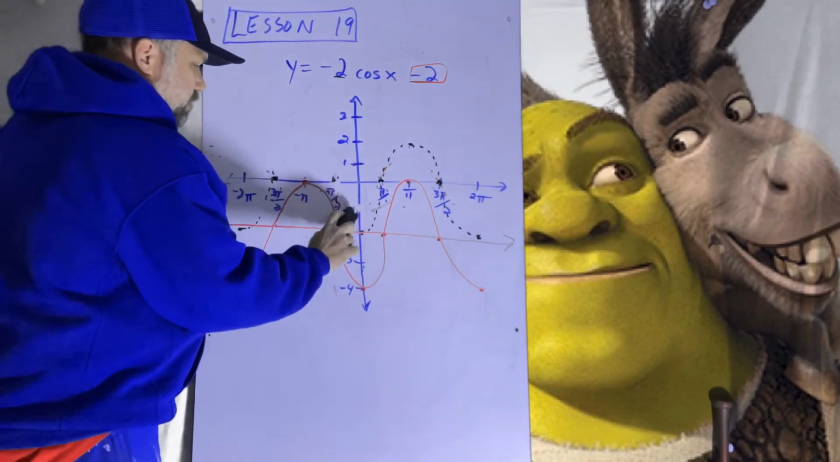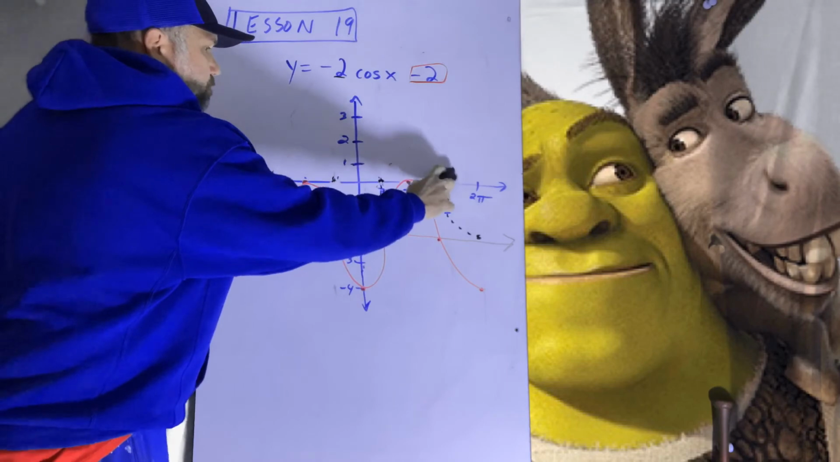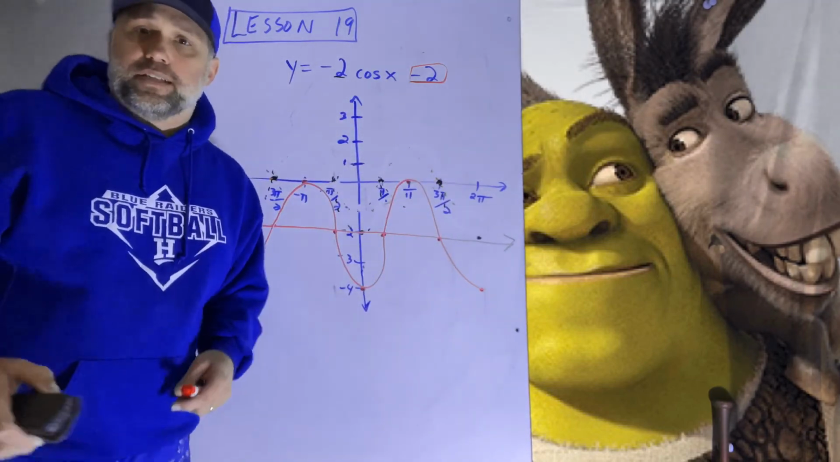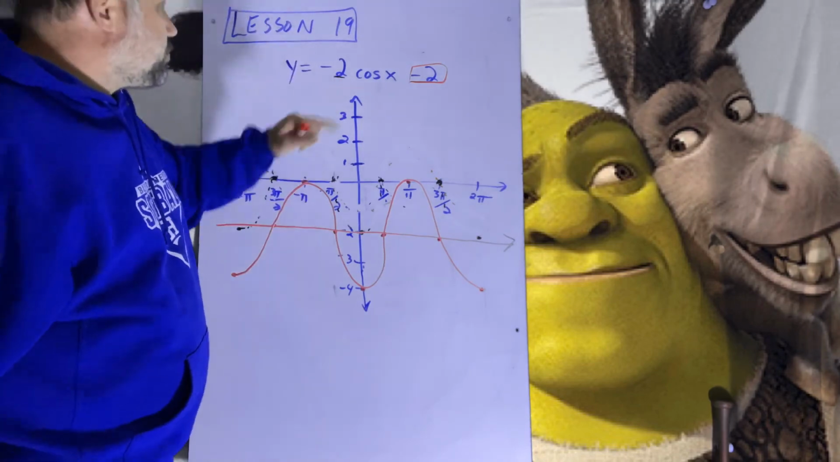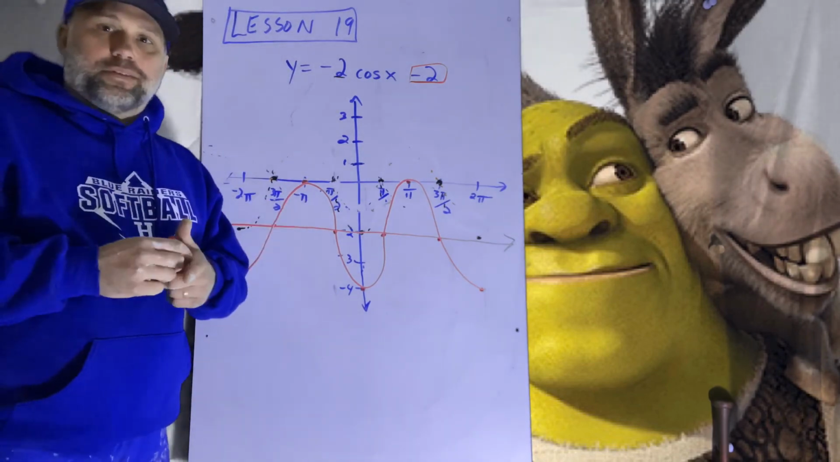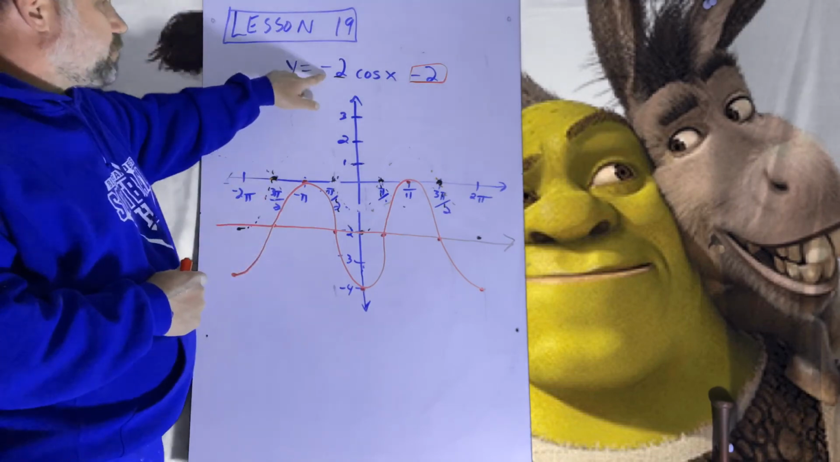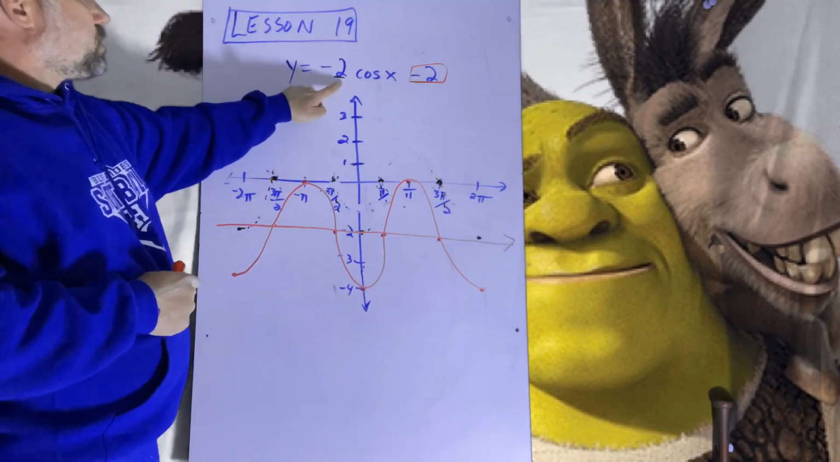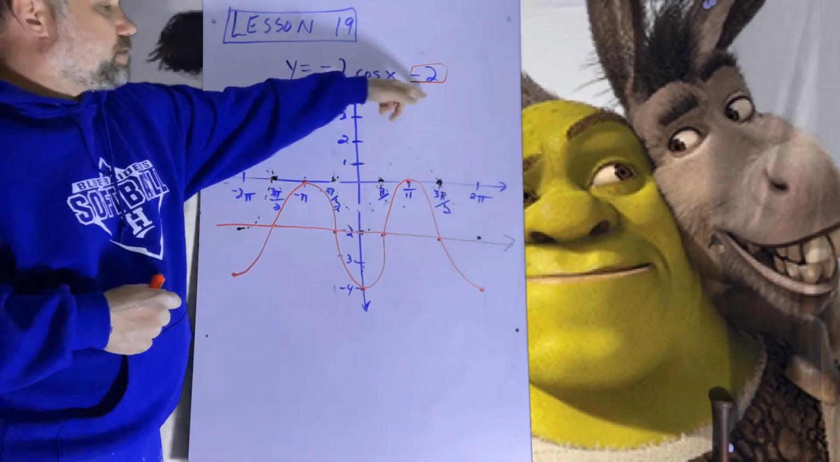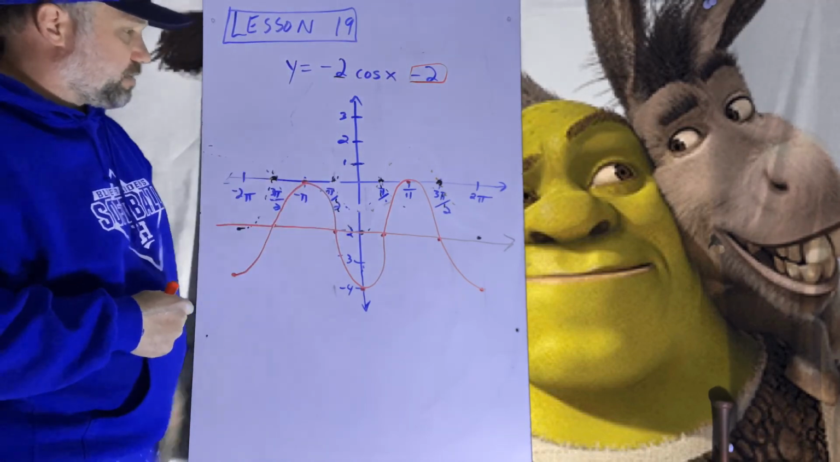Going to get rid of the black graph because I don't need it anymore. Do the best I can there without ruining my other graph. And there is the graph of -2 cosine x - 2. One more time, just to emphasize what I did: I reflected it, flipped it over. I stretched it by 2, then I shifted the whole graph down 2 units to create this final result right here.